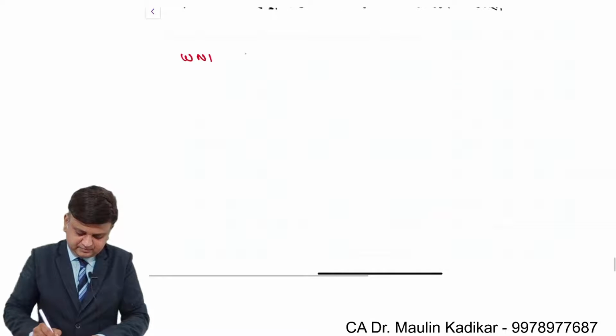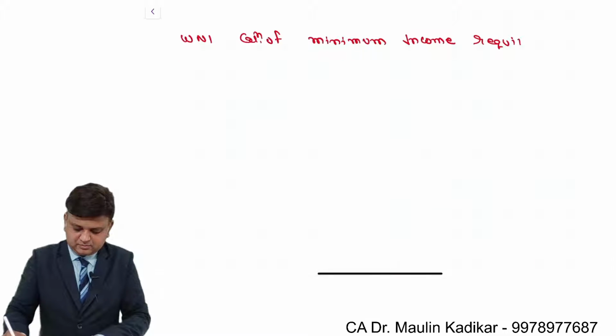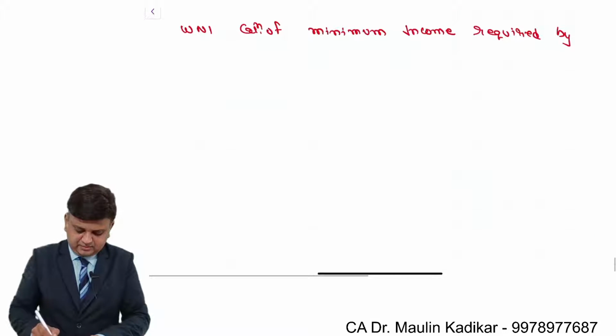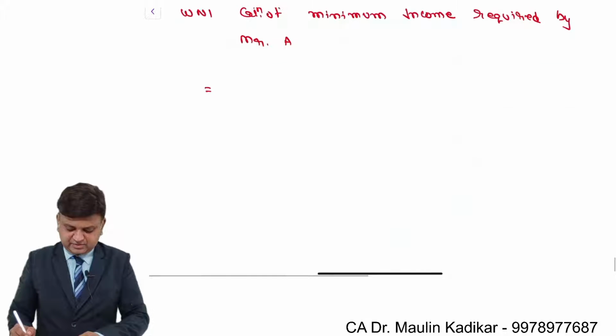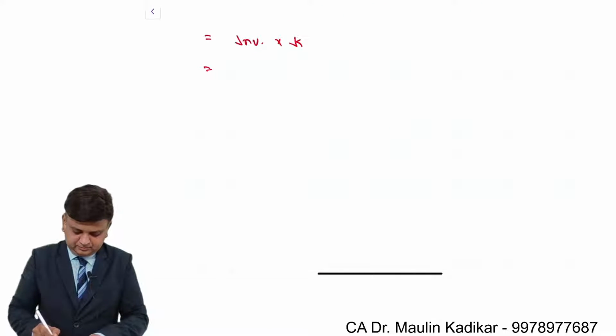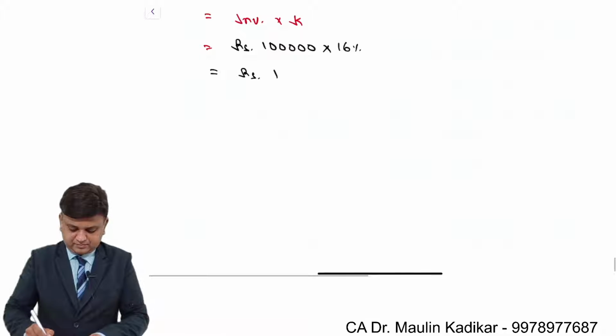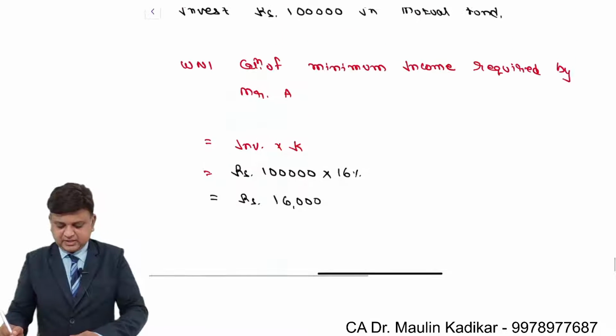Working note number 1, calculation of minimum income required by Mr. A. So let us compute the minimum income required by Mr. A. It is investment into cost of capital. Amount of investment is 1 lakh and the required rate of return is 16%. That comes to rupees 16,000.